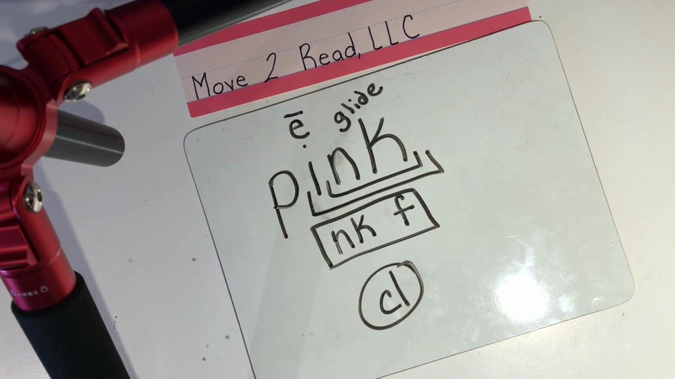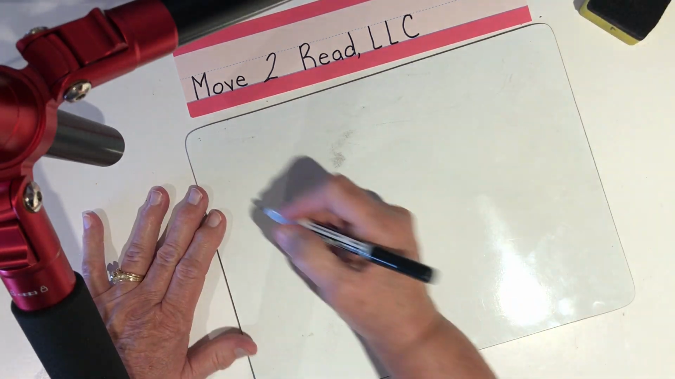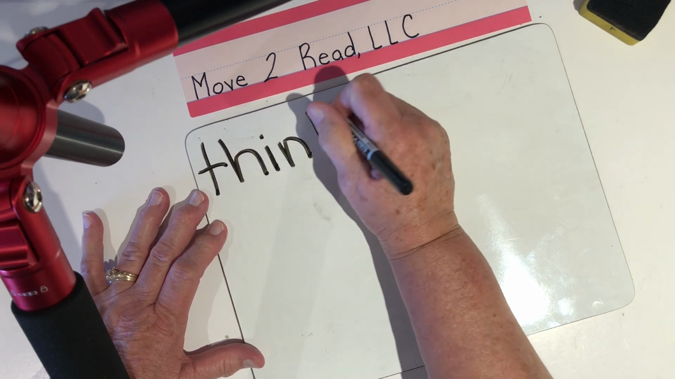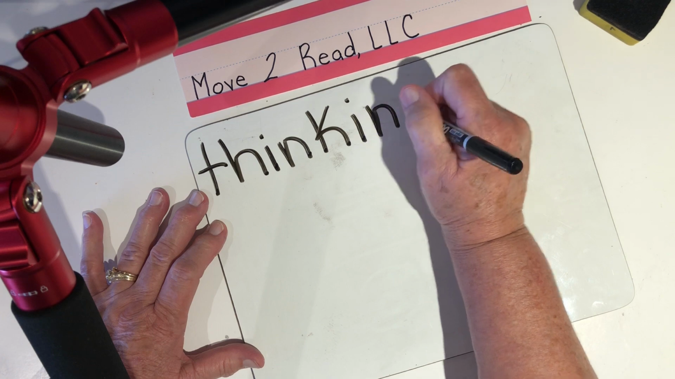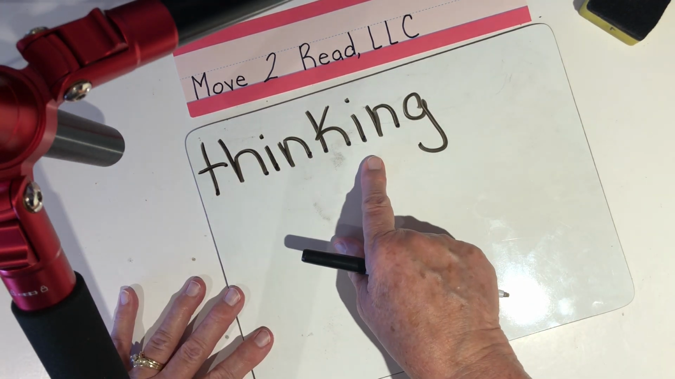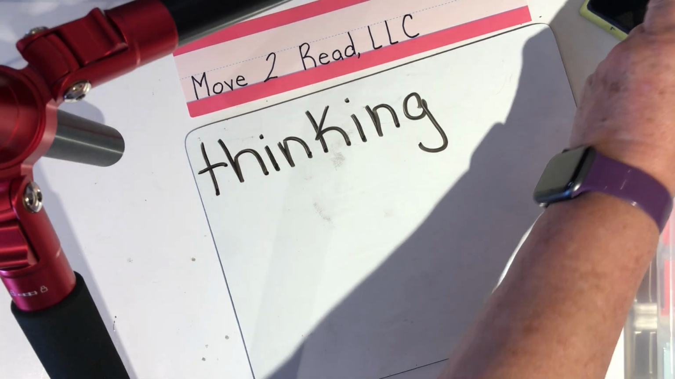Our next word is going to be the word thinking. The first thing we're going to do is look at our vowels. Oh, we have two vowels. So I'm going to get a letter box and put it out so we can separate our letters into two syllables, because we are definitely a two-syllable word.